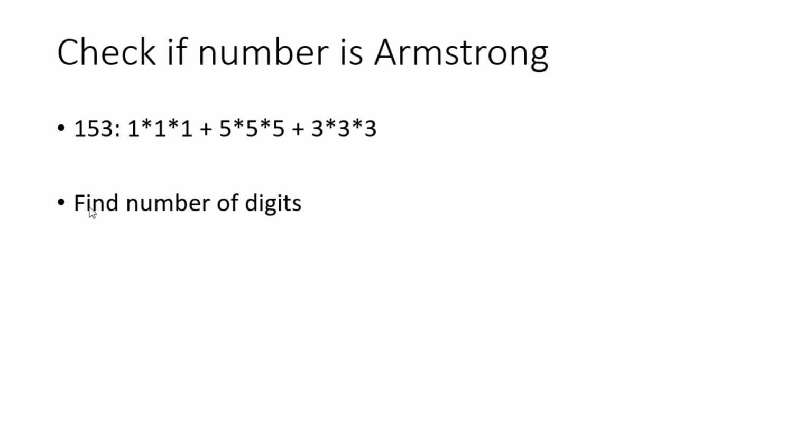What I did: first of all, find the number of digits, which is 3. Now multiply each digit by itself that number of times. Here we have 3 times, so I will multiply 1 three times, 5 three times, 3 three times, and then add all these numbers. If I calculate this, it is 1 plus 125, which is 126, plus 27, which equals 153. It means this number is Armstrong.